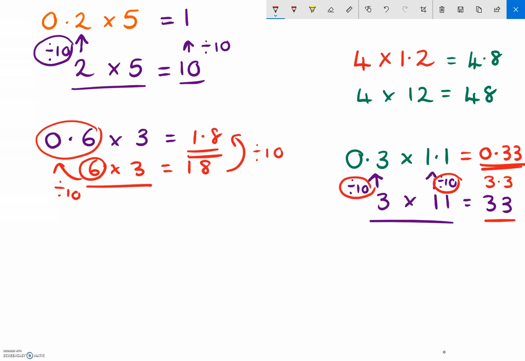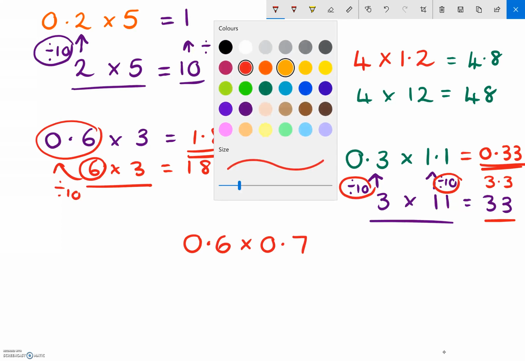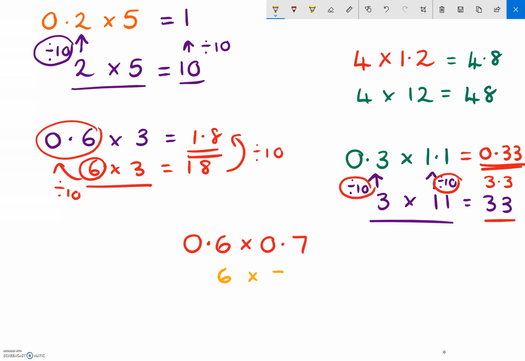And then the last one, if I had 0.6 times 0.7. Okay, I know that 6 sevens are 42. This has been divided by 10 and this has been divided by 10. So if I divide by 10, I get 4.2, and if I divide by 10 again, I get 0.42 as my answer.